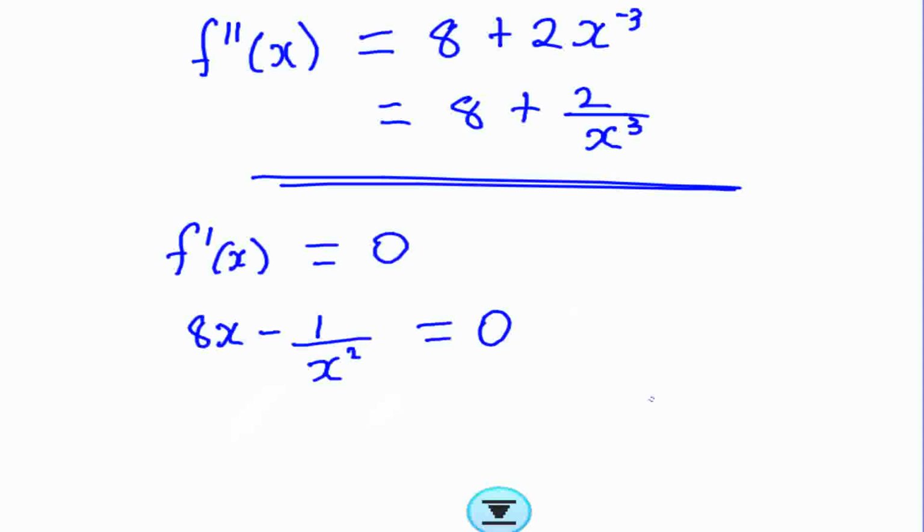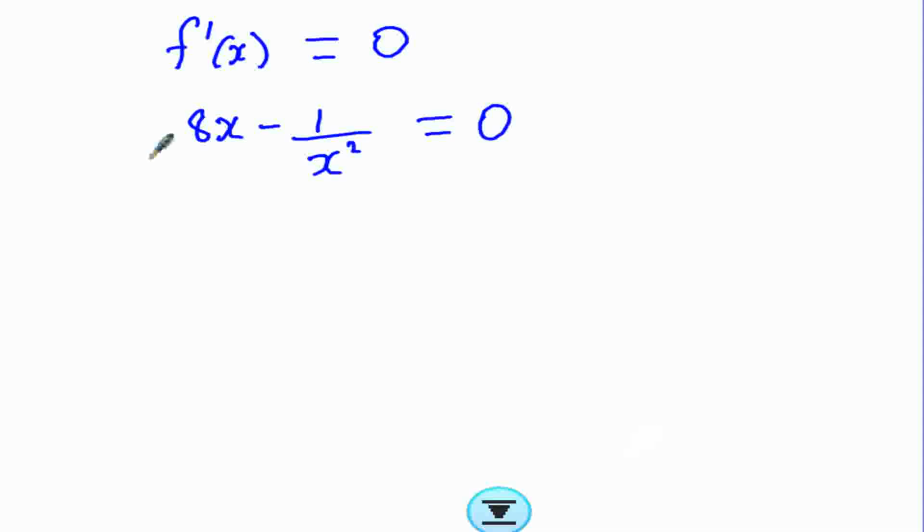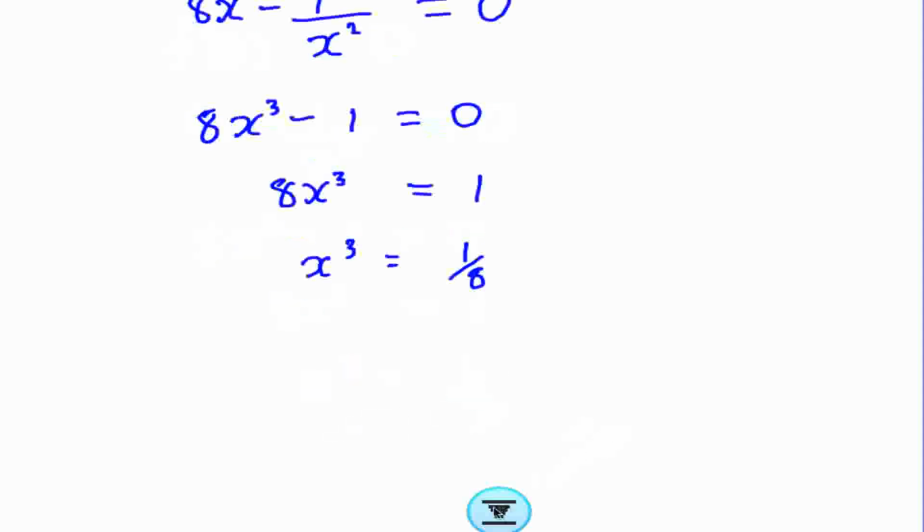So we are going to solve this equation, and solving it, you have to first multiply through by x squared, which will give us 8x cubed minus 1 equals 0. And when we take the 1 to the other side, it will be 8x cubed equals 1. And so x cubed is equal to 1 over 8. And we get the cube root of this, which will give us x as 1 over 2. So this is the value of x for the stationary point.